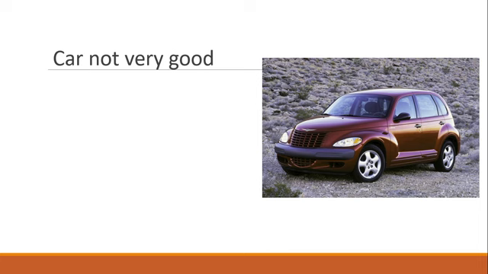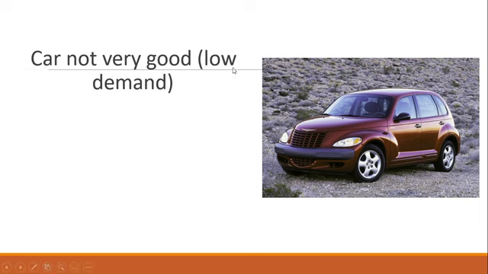Well, what's going to happen to the demand of that car? How many people are going to want that car? Not very many, which means there is low demand. What's going to happen to the price of that car? Well, the company is going to need to drop the price of that car. The price is going to go down. These are the laws of supply and demand. They decide what the price of goods and services is going to be.